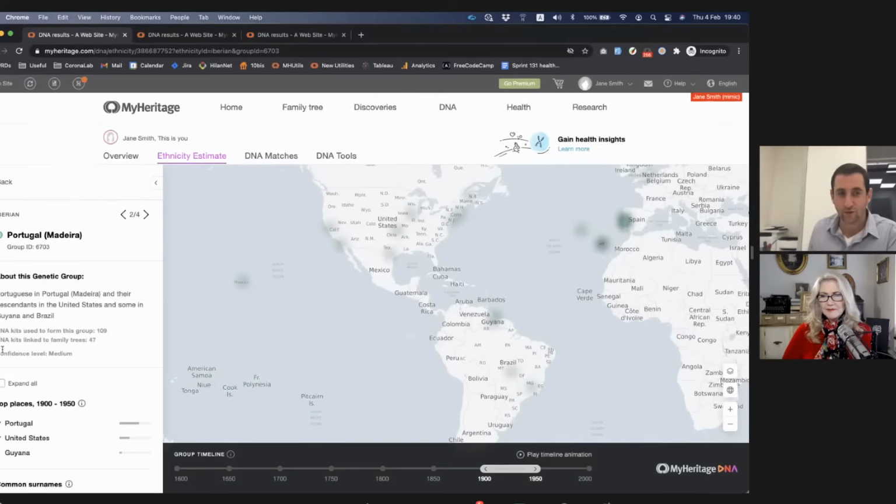Out of these 109, we have 47 which are linked to family trees. So about half of them are not linked to family trees, following the question that you asked before. Yeah. So we can see that there are DNA matches. We can see a cluster, a group of people connected to one another. But only 47 people here have helped us with their family trees to tell the story and really say, this is Portugal, this is Madeira, it goes back this amount of time.